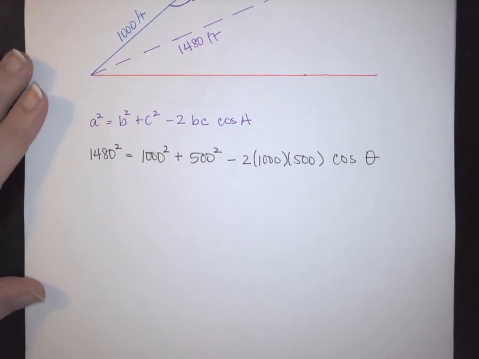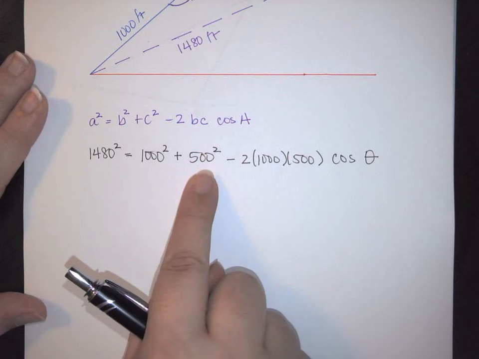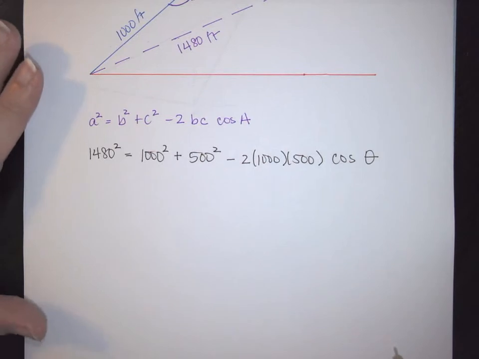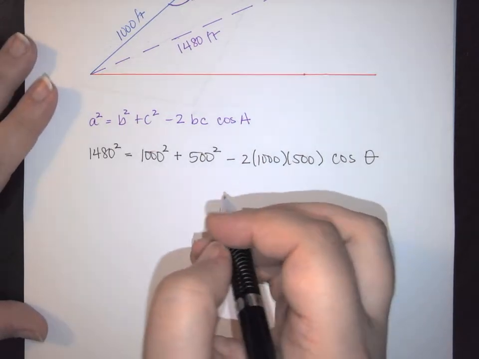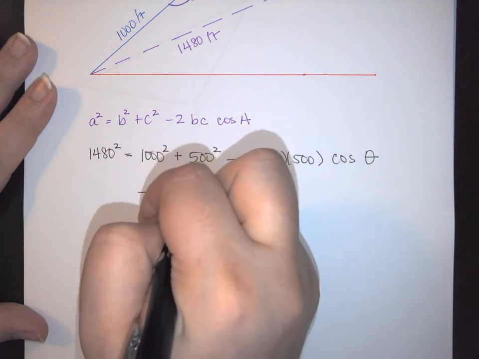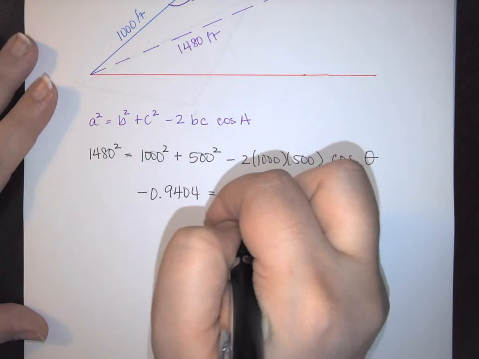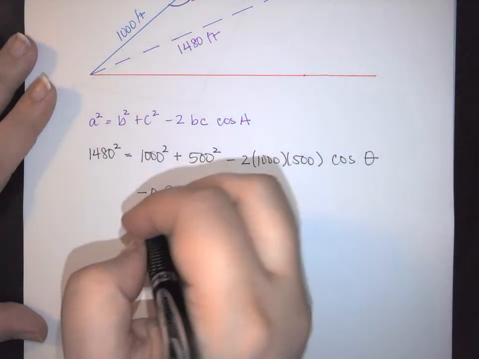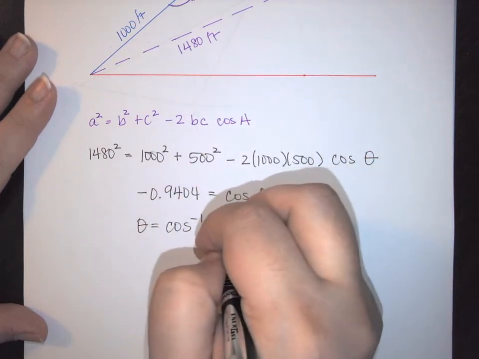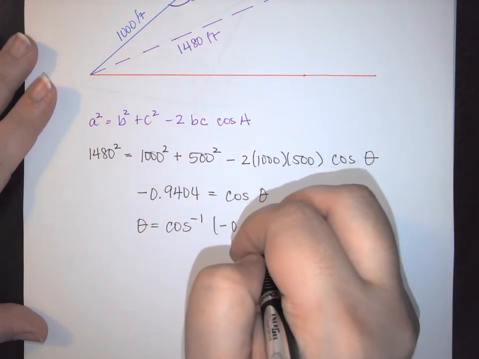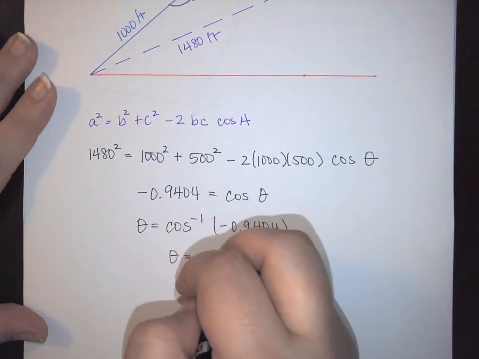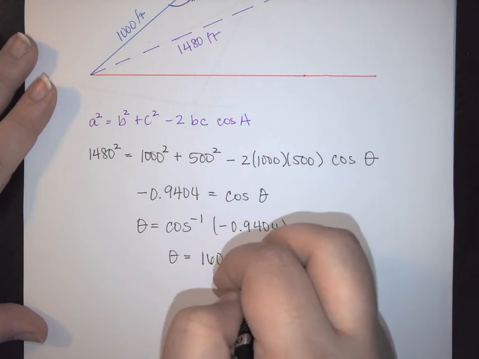So the first thing that I would do is I would square all of these in my calculator. You're then going to solve for your theta angle. So here we're going to end up getting 0.9404 is equal to the cosine of my theta. To solve this, we would say my angle is equal to the inverse cosine of my decimal. So my angle is equal to 160.1188 degrees.